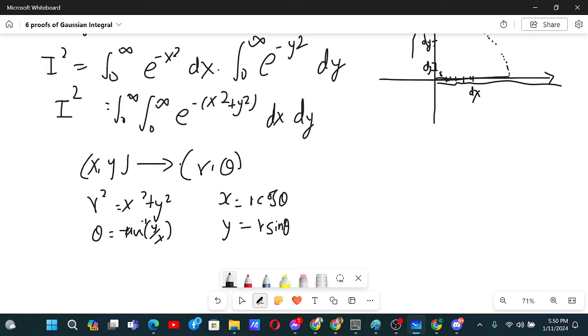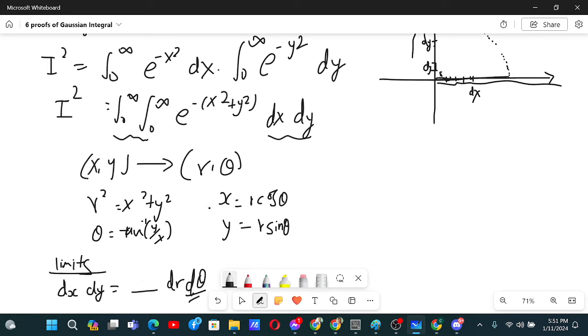Now it's necessary to find the limits of integration when we go from dx dy to dr d theta. It's necessary to find the limits of integration, and also how dx dy will relate to dr d theta. So it's important to find these things.